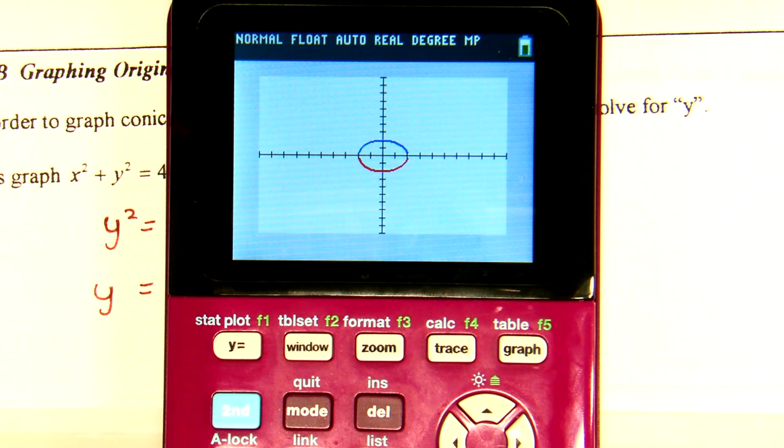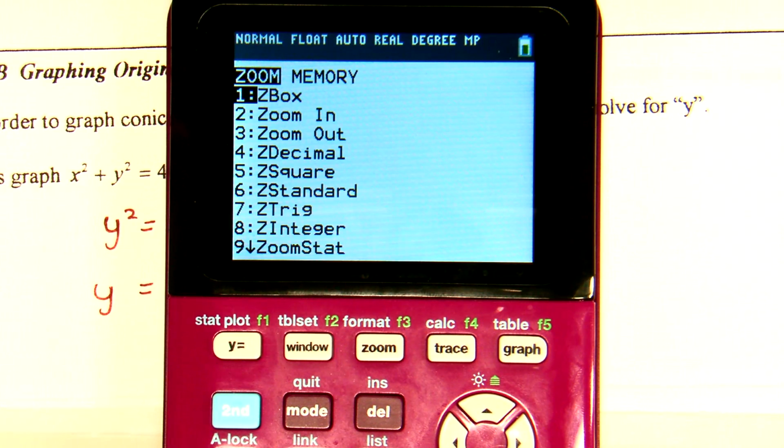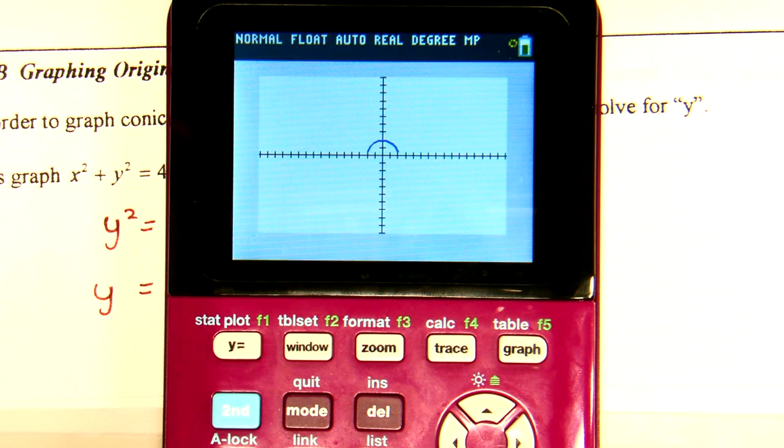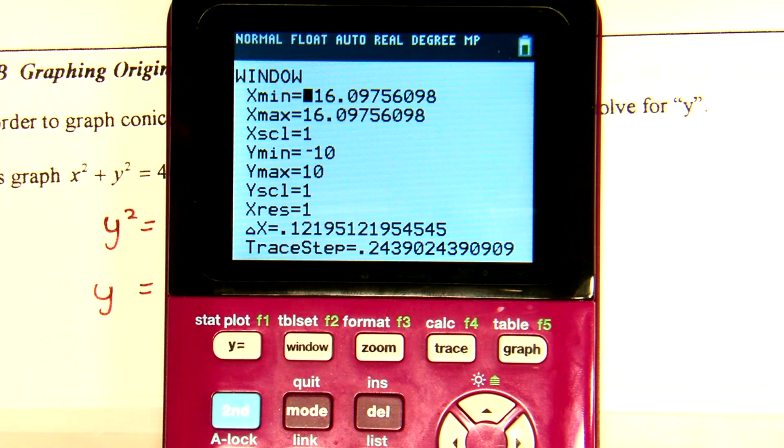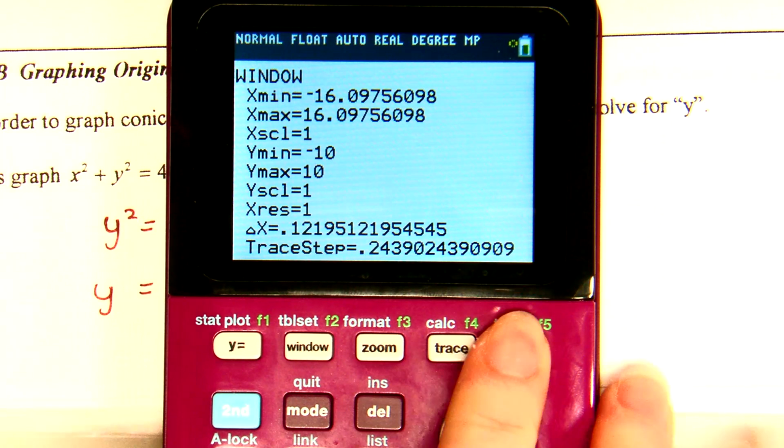Okay, not zoom fit. You have an option called z-square. Try number 5. Because what number 5 will do is z-square will zoom square it so that, notice, as you look at those marks now, do my marks look more equally spaced? It doesn't look like my horizontal marks are spaced more than my vertical marks. And so that's z-square. Your up and down still go to 10, but your left and right go to negative and positive 16.